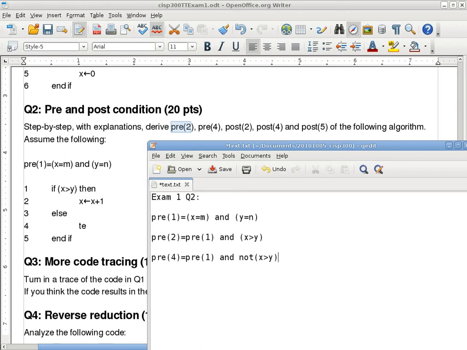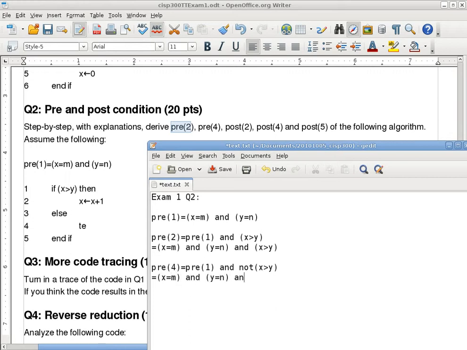Not x is greater than y. Now you do have to expand pre-1 so that it reads x equals m and y equals n, and then attach x is greater than y to finish the whole thing. And pre-4 is also about the same thing, x equals m and y equals n.